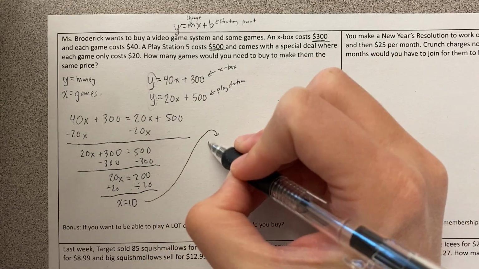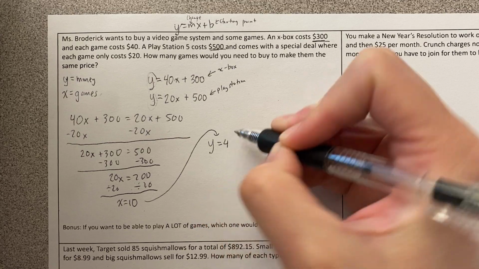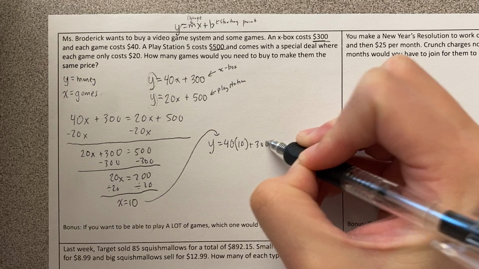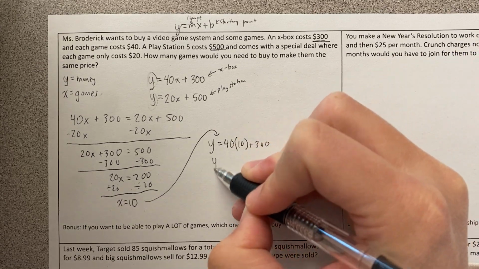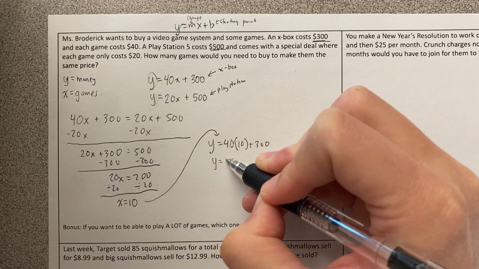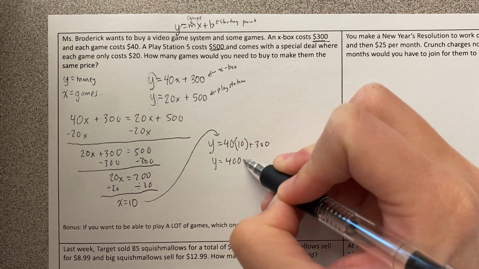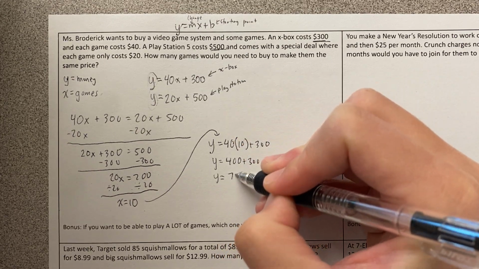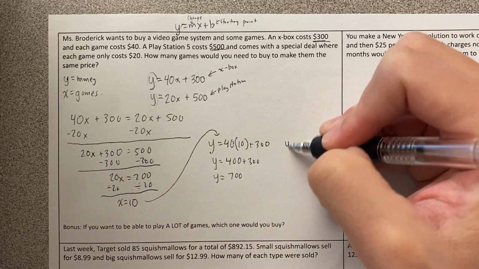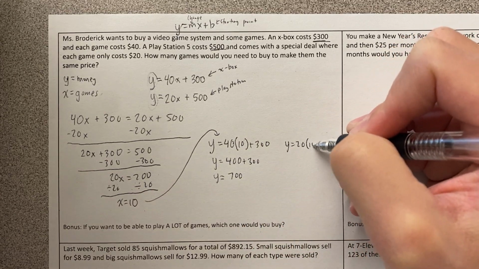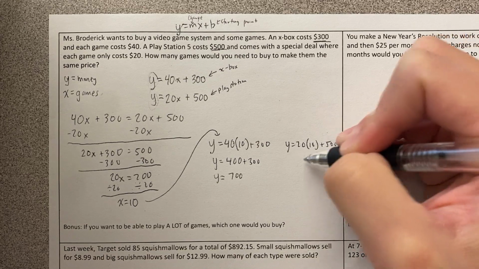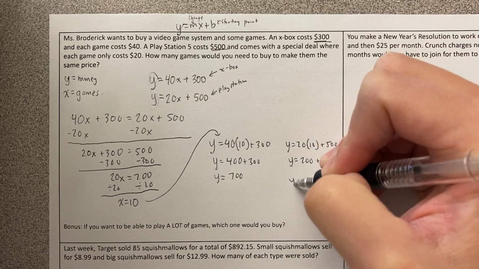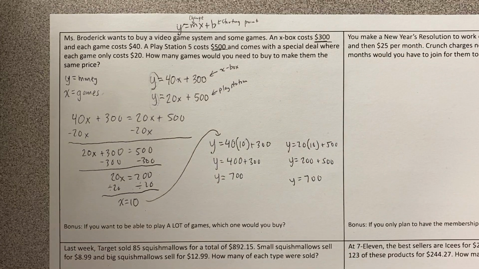And then let's see how much money that would be. I'm going to plug into both. 40 times 10 is 400, so if I buy 10 games on the Xbox, I'm going to end up spending $700 total. What about if I buy 10 games on the PlayStation? I'm hoping it comes out to $700 as well, because that would mean my answer is correct. This is 200 plus 500, and that equals 700 too.